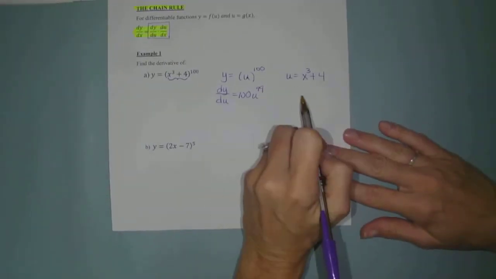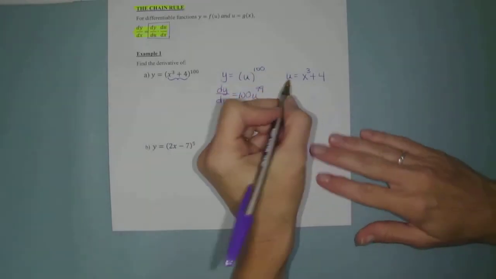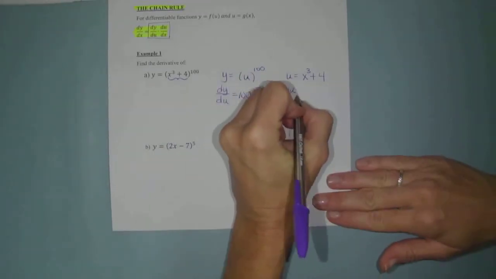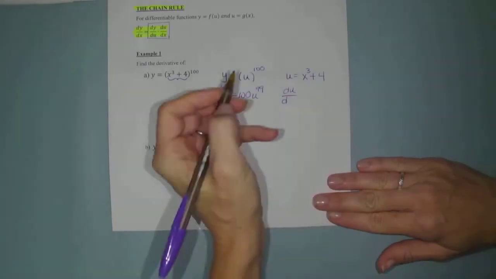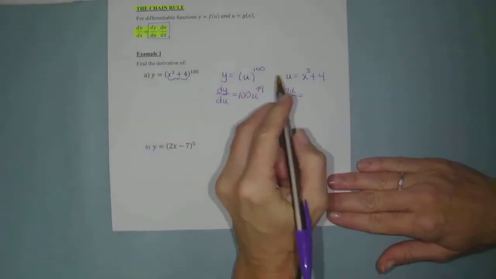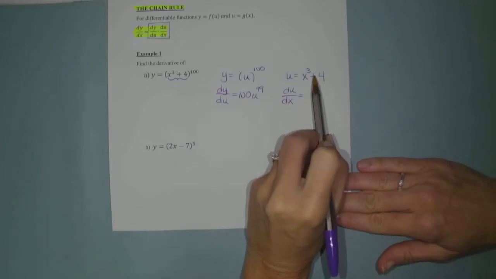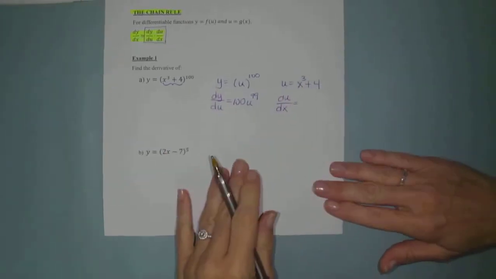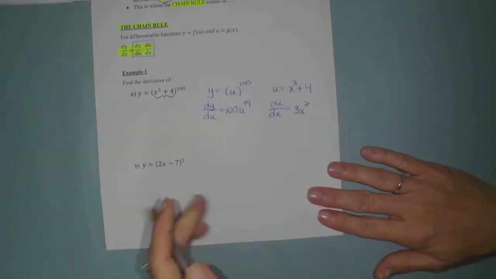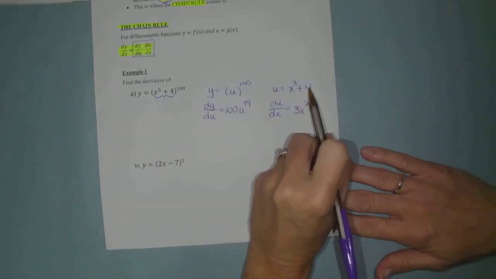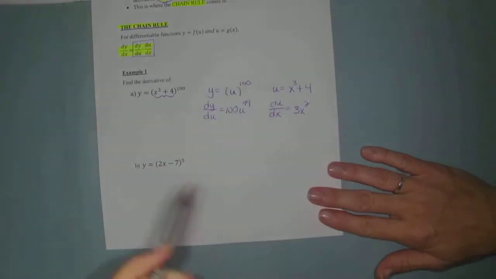Okay, over here, I'm going to find the derivative of u now with respect to the variable x. So the derivative of this equation with respect to the variable x, again using power rule, is going to be 3x to the second and then plus 0 because constants have a derivative of 0.